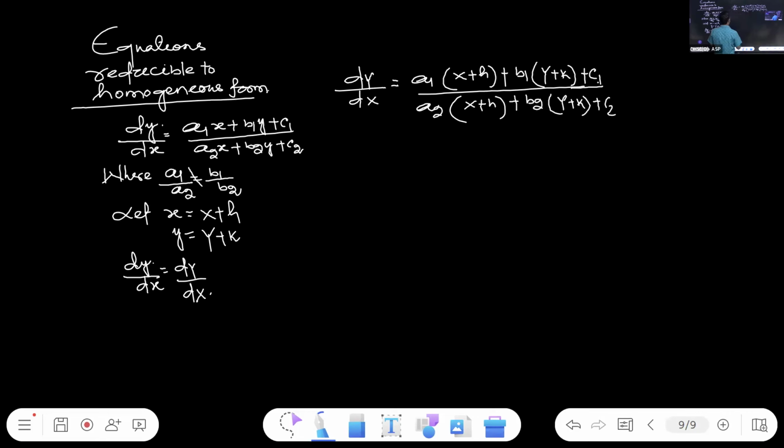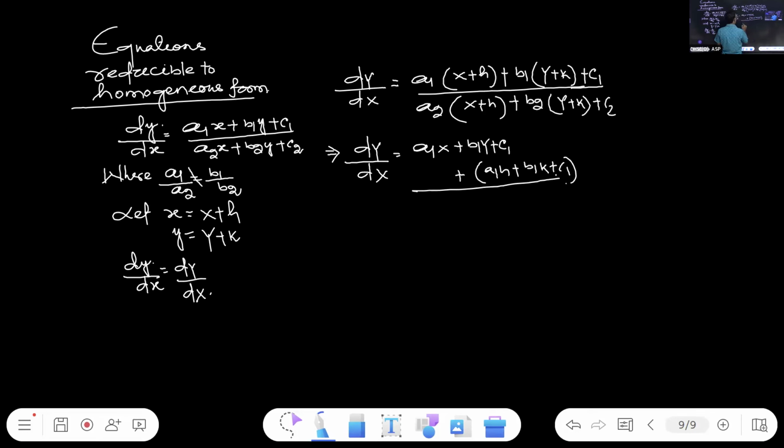Right? So this implies dY upon dX is equal to (a1X plus b1Y plus (a1h plus b1k plus c1)) upon (a2X plus b2Y plus (a2h plus b2k plus c2)).